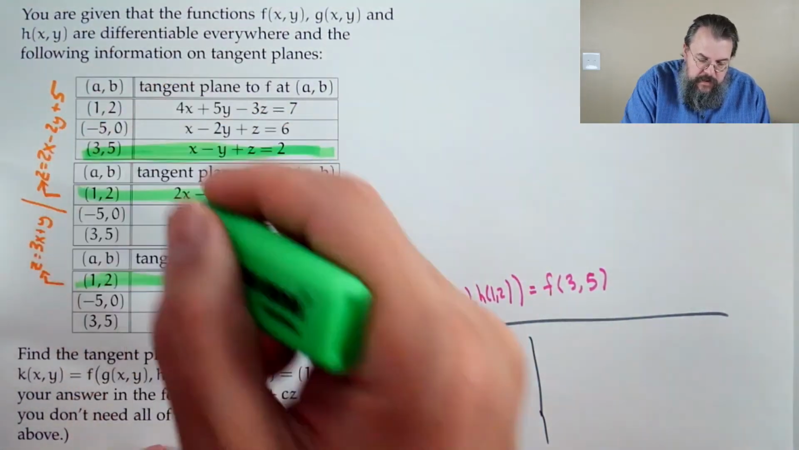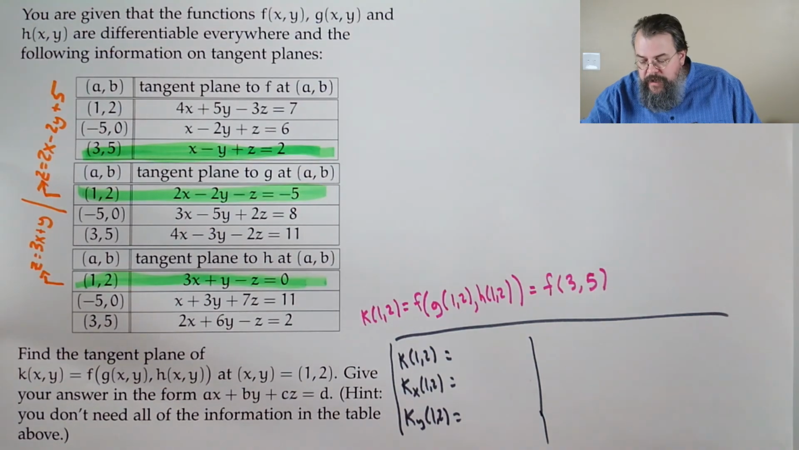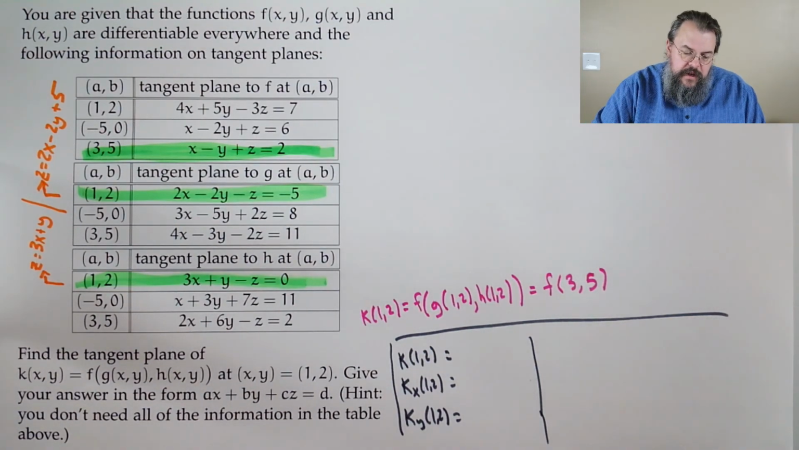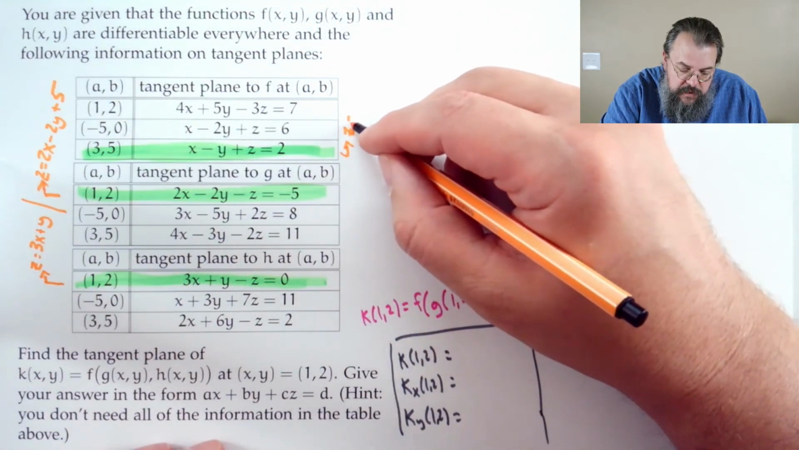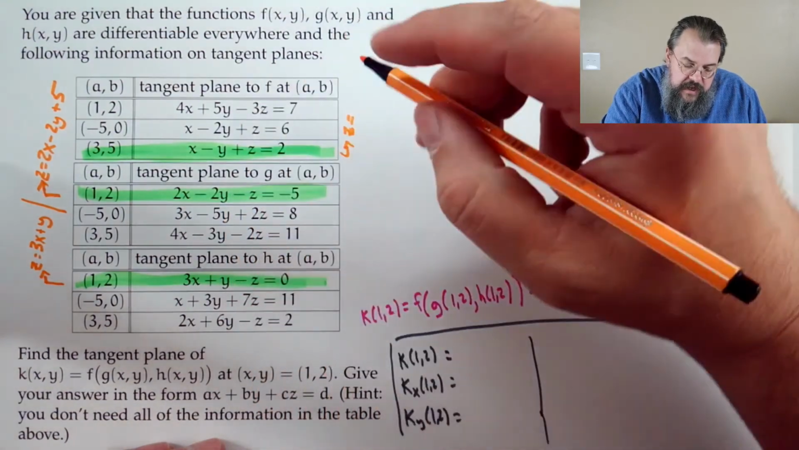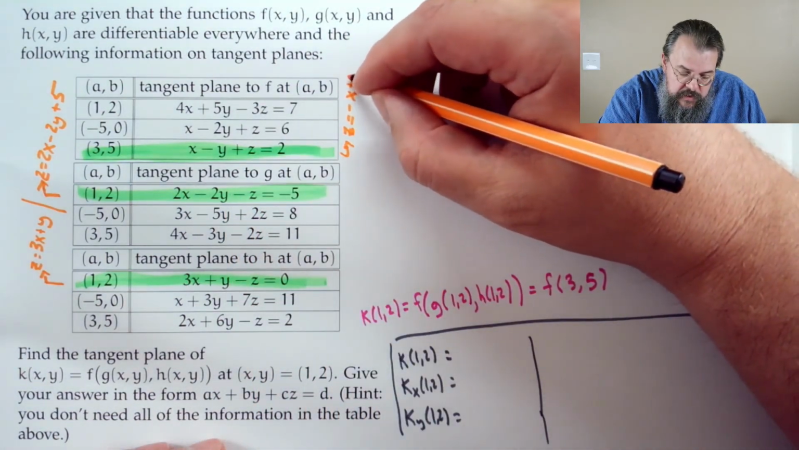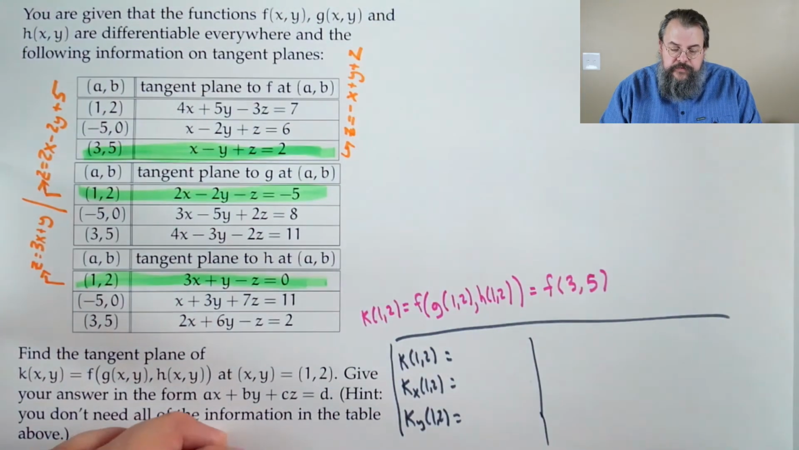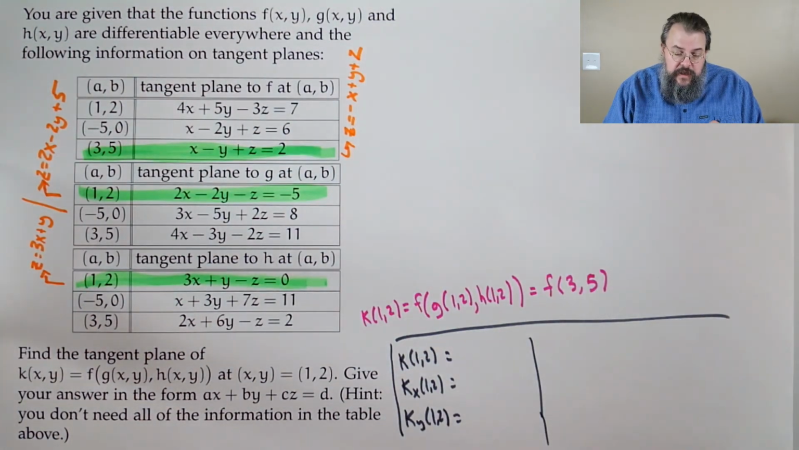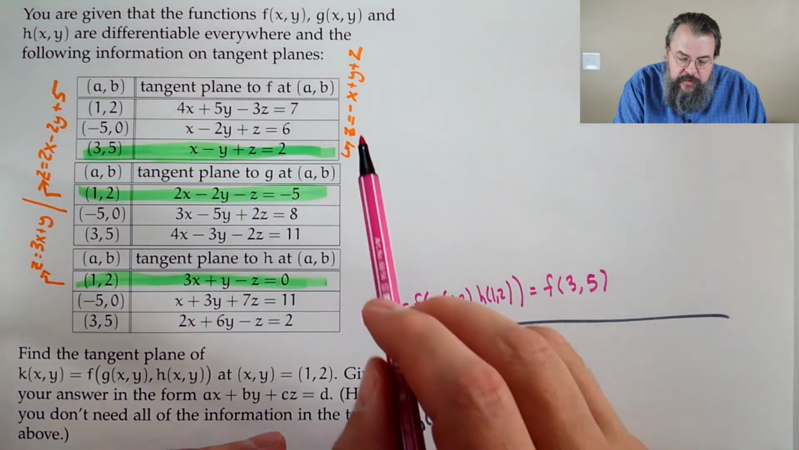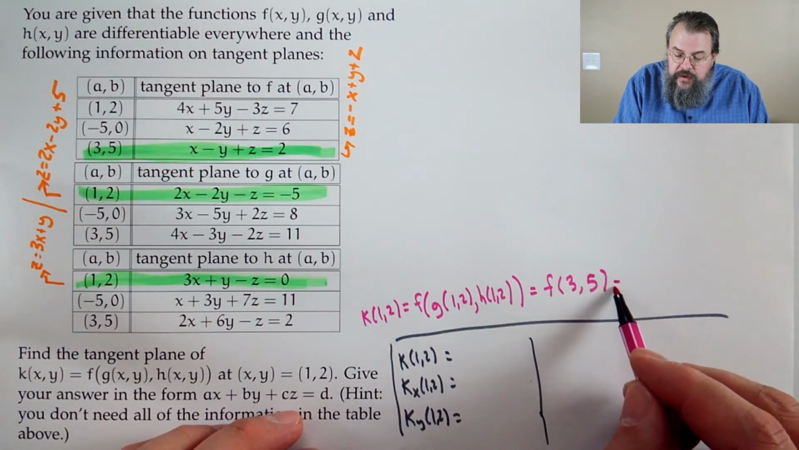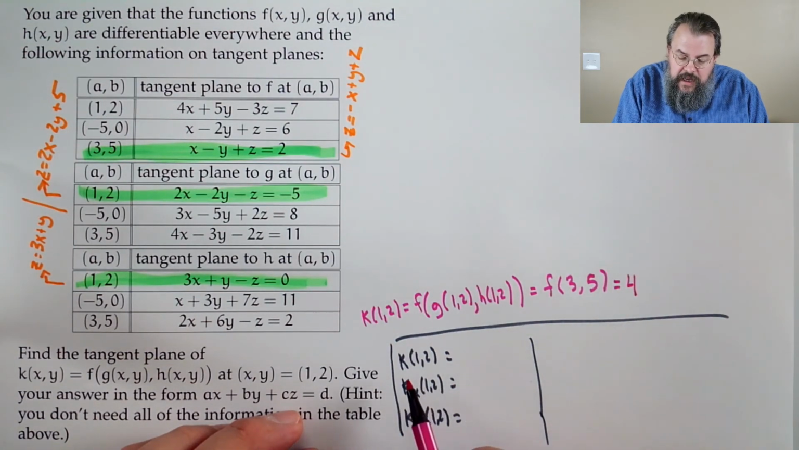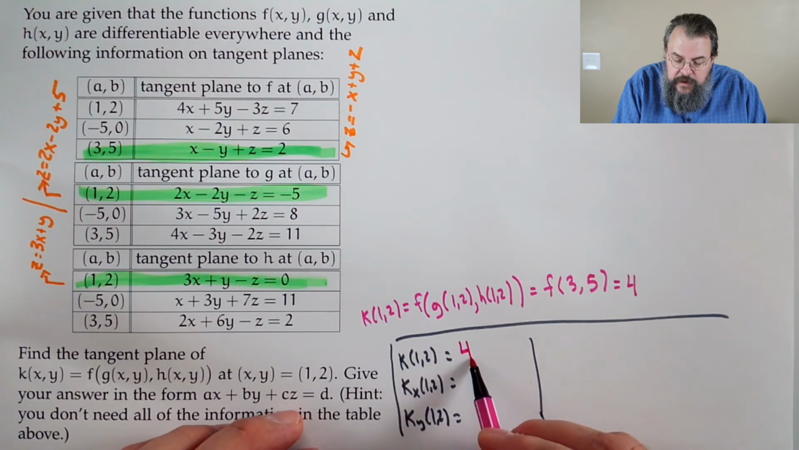Okay, so that's the one we care about, and we'll do the same treatment. We'll move the x and the y across, and this would tell us z equals minus x plus y plus 2. All right, so minus x plus y plus 2, we plug in 3, 5, so it's minus 3 plus 5 is 2, plus 2 more gets us to 4. So k of 1, 2 is 4.